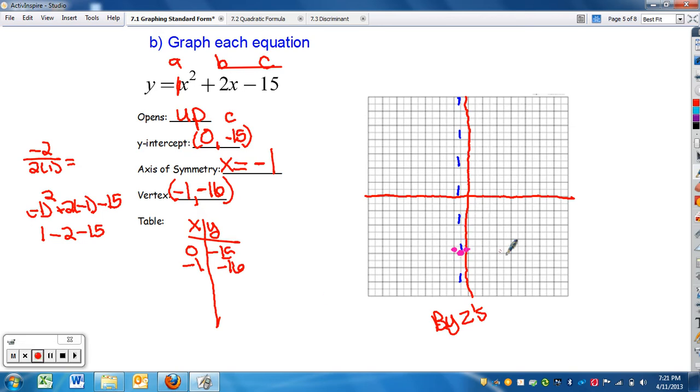Alright, so I need one more point. Looks like 1 is my next best option. So I have 1 squared plus 2 times 1 minus 15. It's 1 plus 2 minus 15 gives me negative 12. 2, 4, 6, 8, 10, 12. And reflect it over. I'm done. I have my 5 points. And there you go.